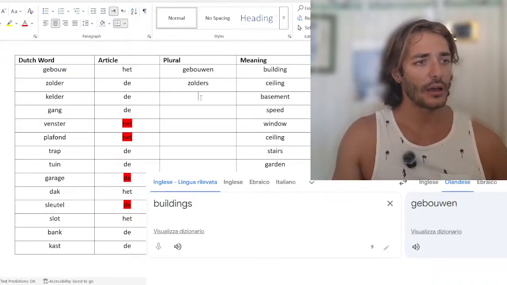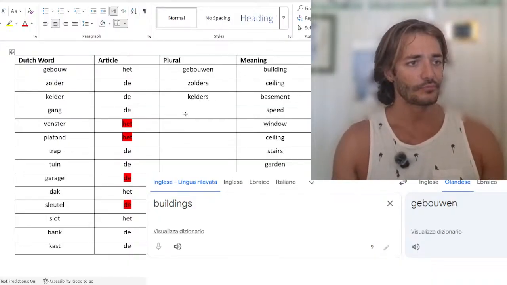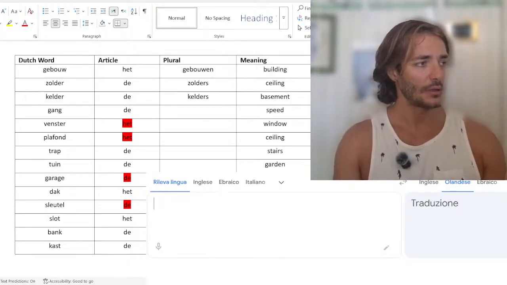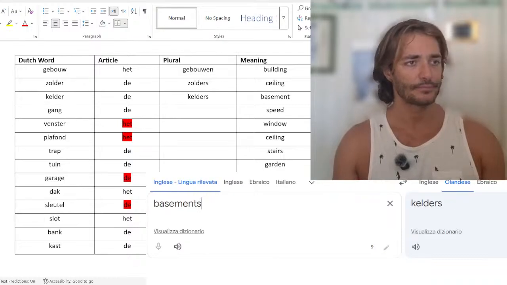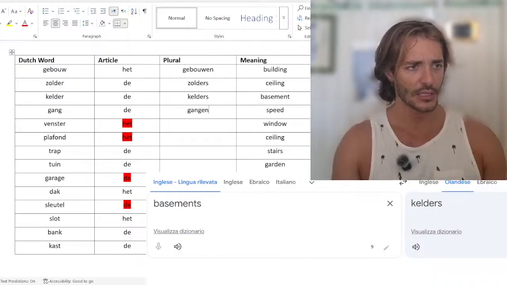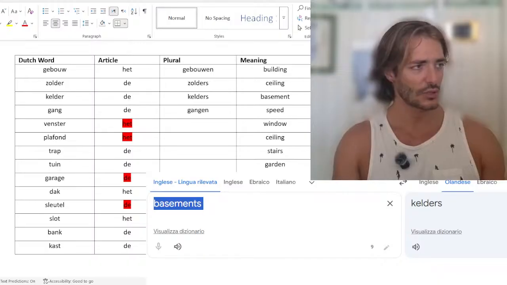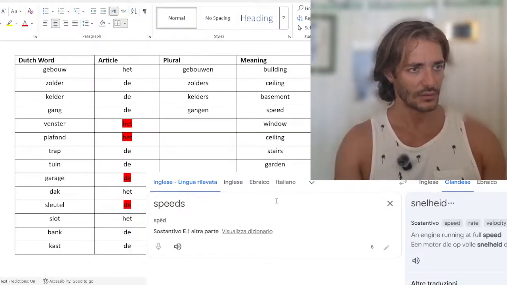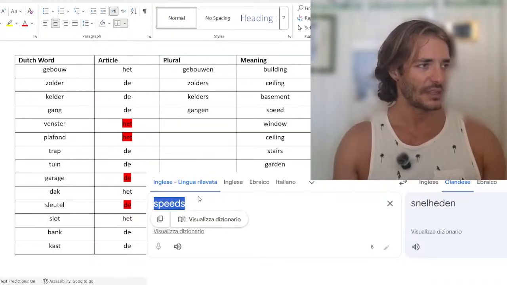So the kelder, this one should be kelders. Let's check it. Kelder, basements. Yeah, kelders. Good. Gang, this one could be gangen, but maybe it's not even a very important word to know. Let's check if this works. Yeah, it's a bit gangen.